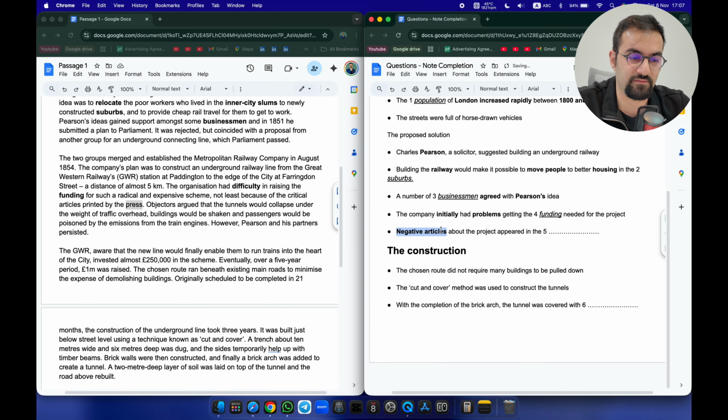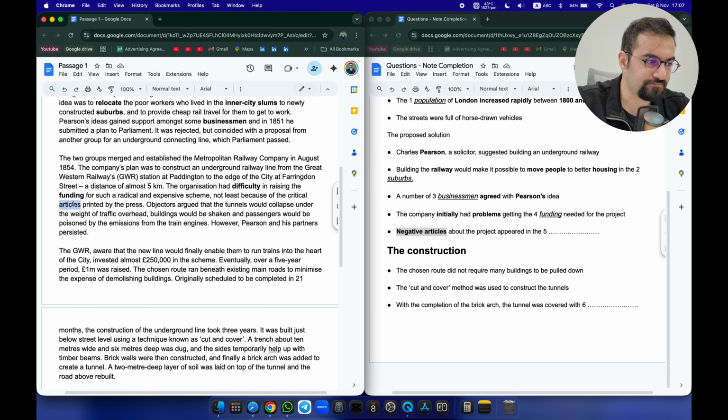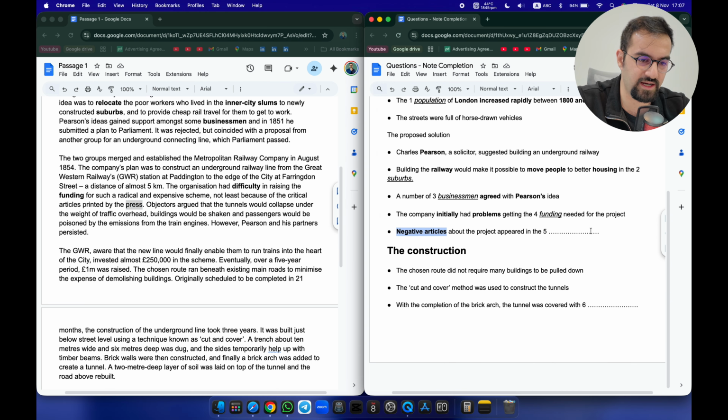So articles can be where? Obviously in a newspaper or on a newspaper website or in a press, right? About a project appeared somewhere, and when I read it, not least because of the critical. So what is a critical article? A critical article is an article that kind of criticizes something. And we know that it is negative. That's why they were printed in the press, and the press is my answer. Oops, let's go for it. Oops, yep, and there we go.